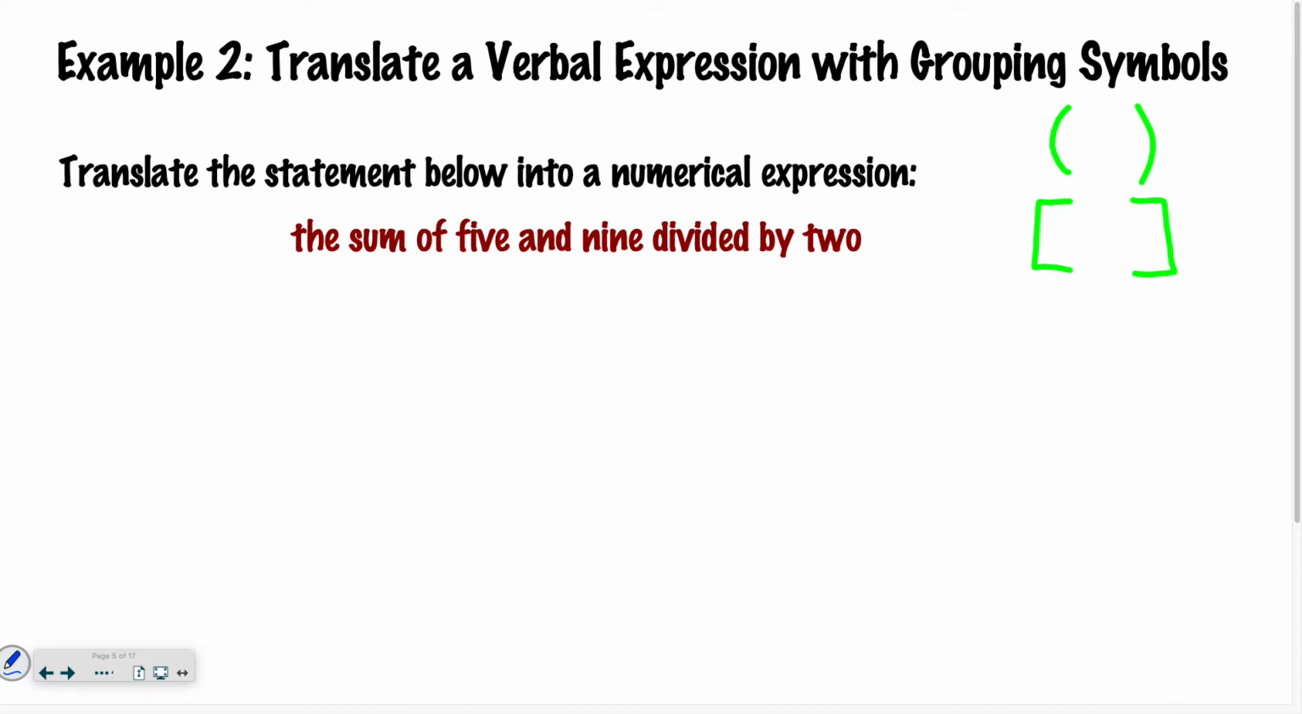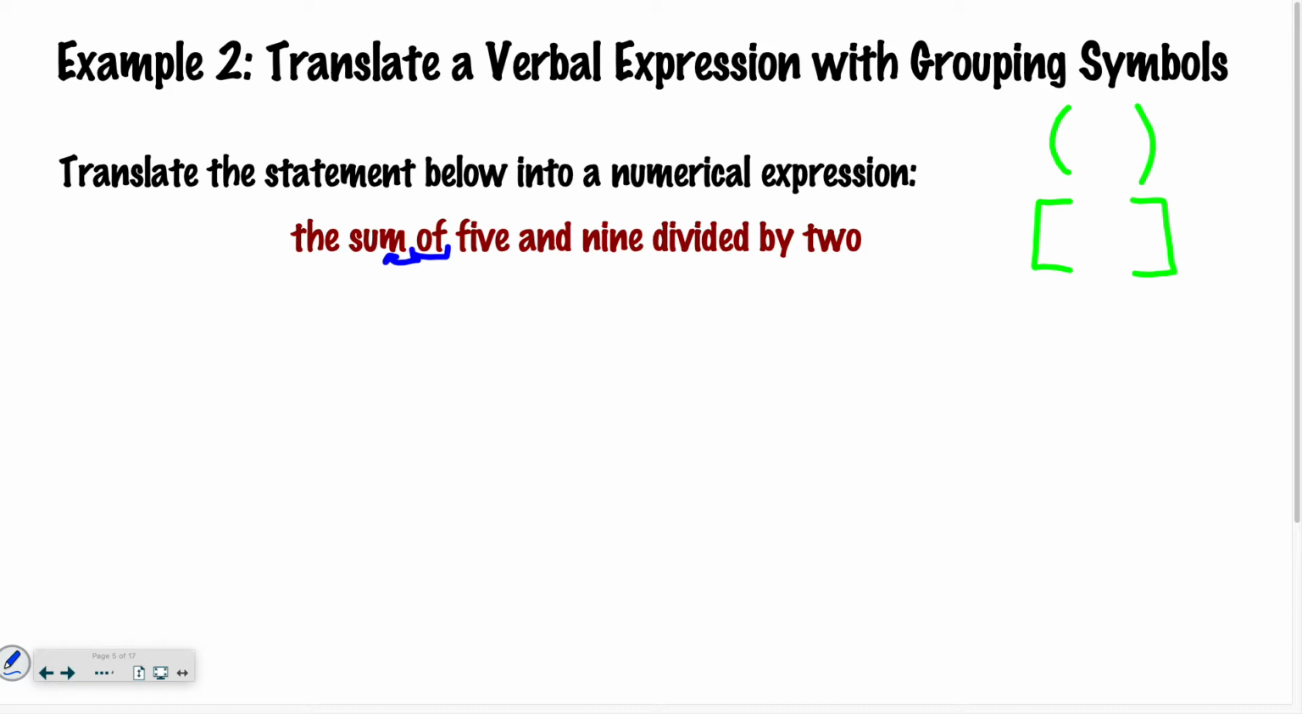The sum of. So a nice signal word for a grouping symbol is if you have the word of after a word like sum. So sum of implies that you're going to use grouping symbols. If you did difference of, so that's subtraction, that of, since it follows the word difference, would indicate you're going to use grouping symbols, okay? So another one could be product of, that would be your multiplication, or you could say quotient of, and that would be your division with grouping symbols. Okay, so the sum of.